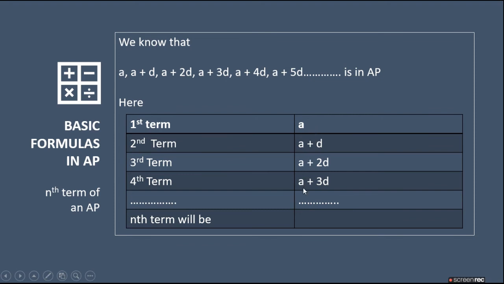In this way, we have to find out the nth term. Nth term equals a plus the coefficient of d, that is 1 less than n, that is n minus 1. So, a plus n minus 1 into d. Hence, the nth term of an AP equals a plus n minus 1 into d.